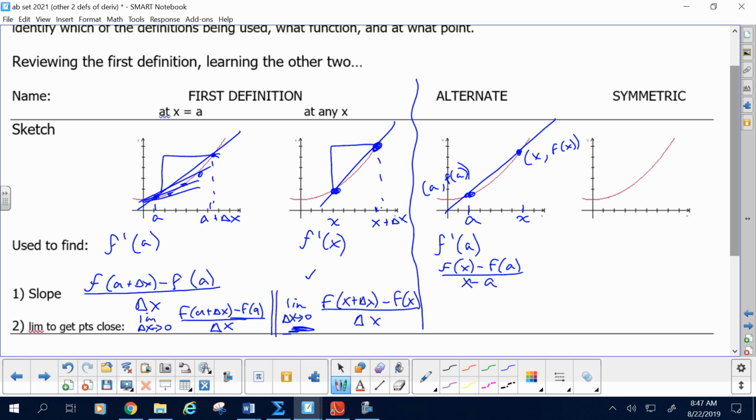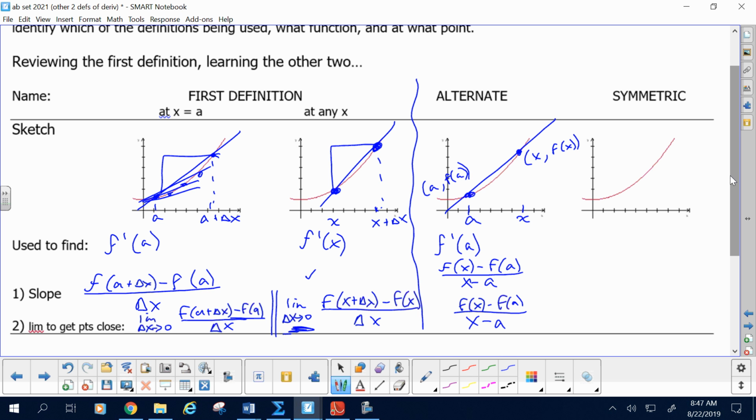Algebra 1, right? All right, now, a little different also is that to get the points closer together, the limit is slightly different because, again, there's no delta x here. Instead, I'm just going to say I'm going to move one of the points.